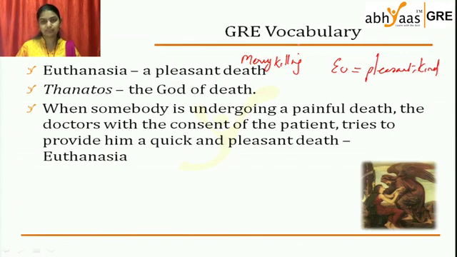Death is generally painful. There's a little bit of struggle in death. But there may be some people who are in a lifeless condition, a vegetative condition. They are really dependent on people for survival, and on a lot of life support systems. And they believe death is a much better thing than living like that. So when somebody is undergoing a painful death, the doctors, with the consent and permission of the patient, try to provide a quick and pleasant death, which is called euthanasia, nothing but mercy killing.